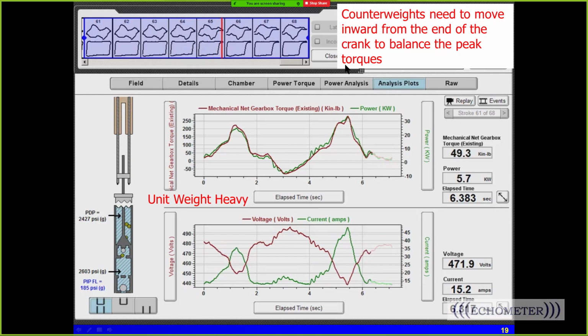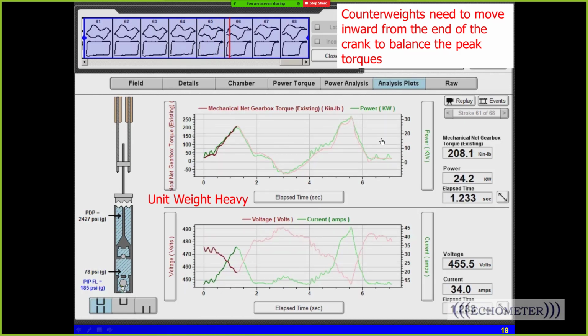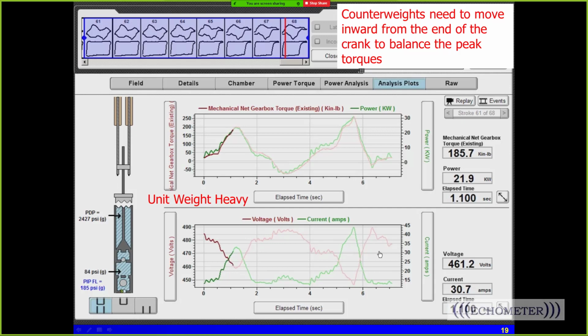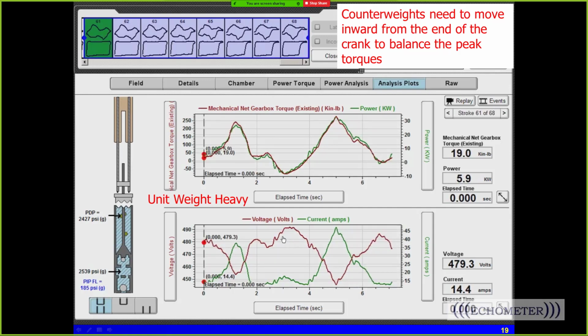And since this peak right here is higher than the peak over here, it's weight heavy. And you can see here that the green is the current, the amps, and the red is the voltage. And the voltage is changing throughout the stroke because the amount of current flowing is changing throughout the stroke. And so when the current flow increases, the voltage drops.